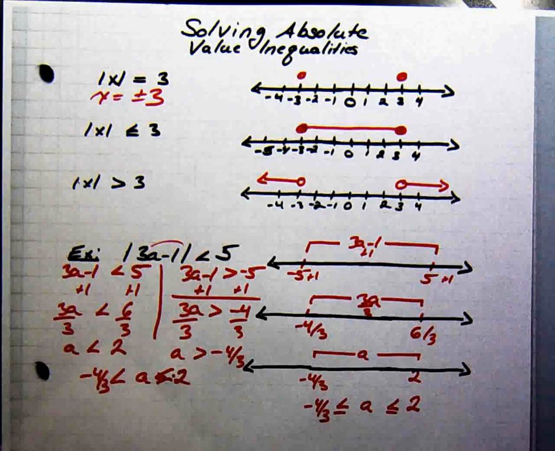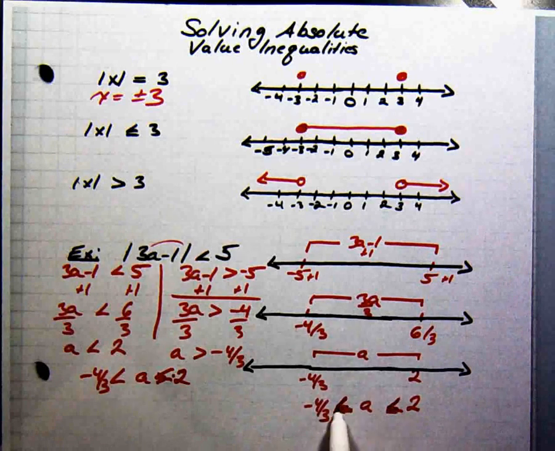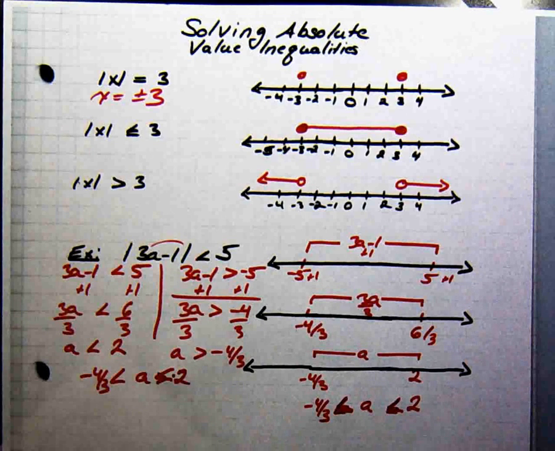So we have a is less than 2, and a is greater than negative 4/3. Okay. By the way, I messed up over here. I used equal to. These are both less than.